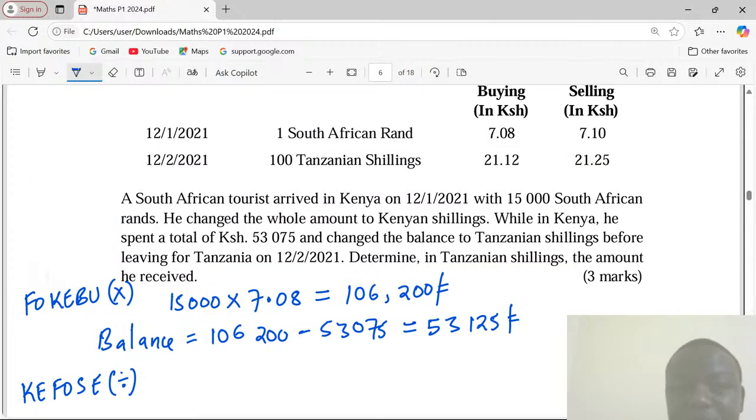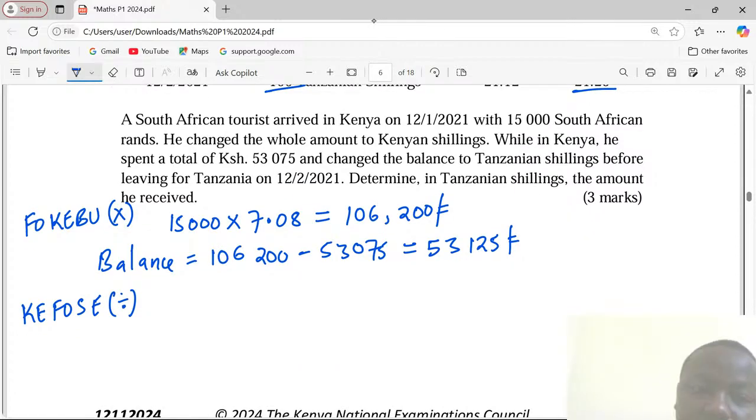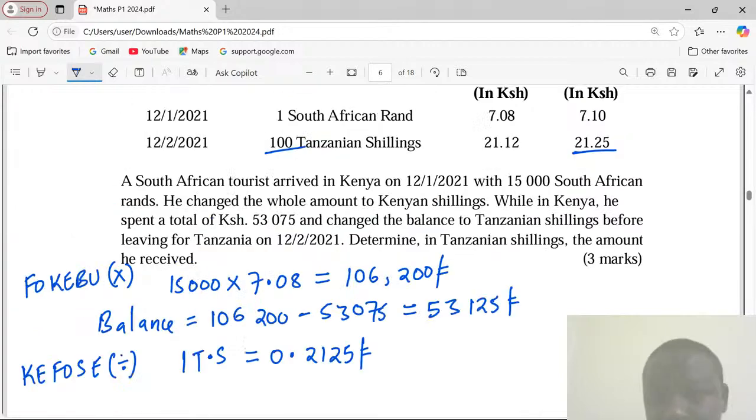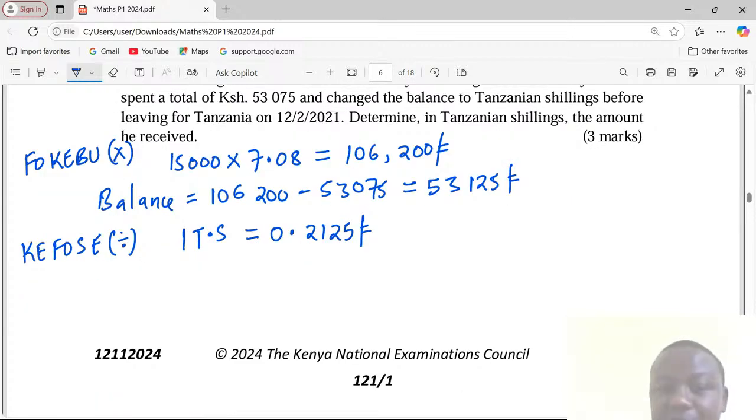The table is giving us 100 Tanzania shillings being sold at 21.25, which means one Tanzania shilling will go for 0.2125 Kenya shillings. If 100 Tanzania shillings are being sold at 21.25, then one Tanzania shilling will go for 0.2125.